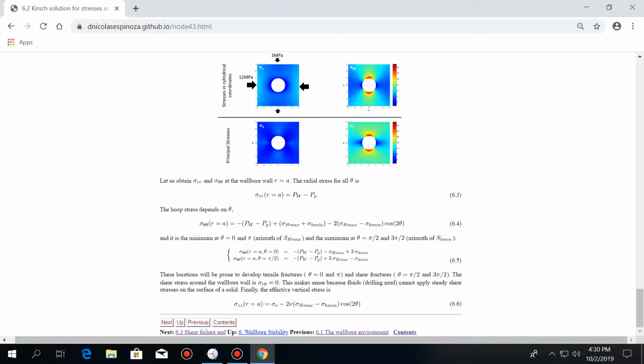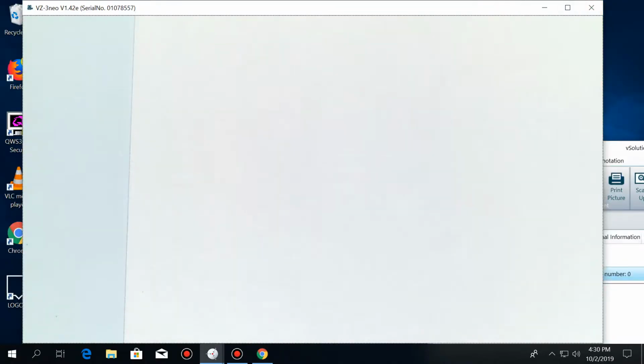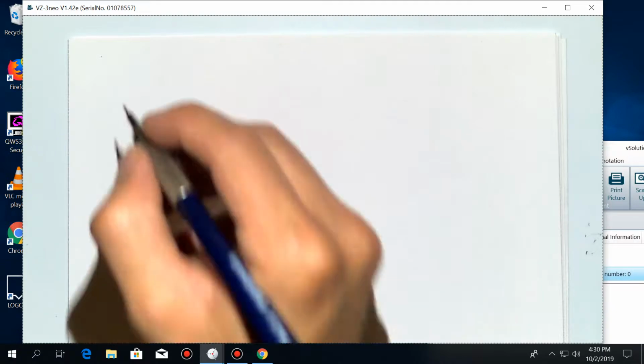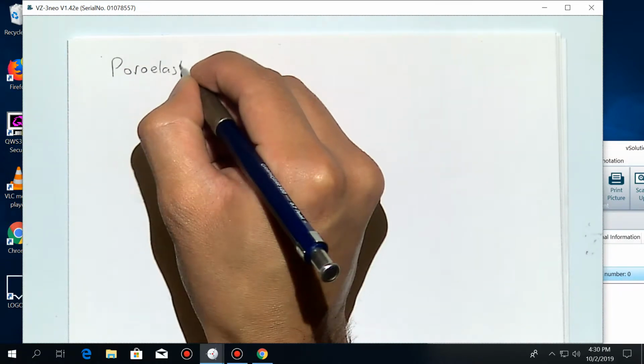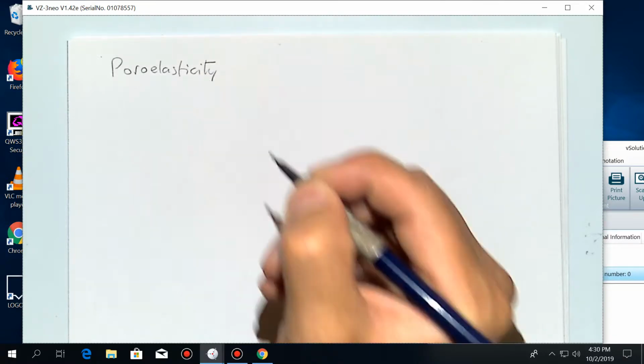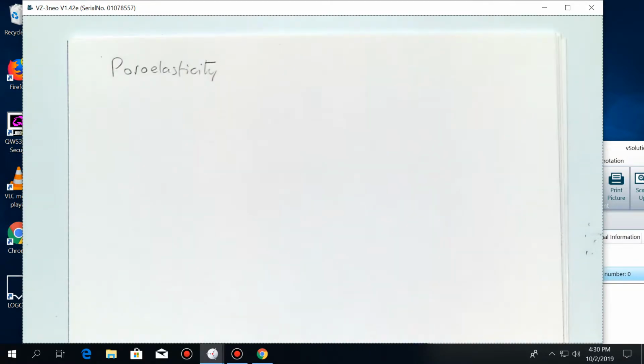Okay, now we're going to talk about the new topic, which is poroelasticity. So far, we didn't talk almost at all about pore pressure, and we'll talk about pore pressure now.